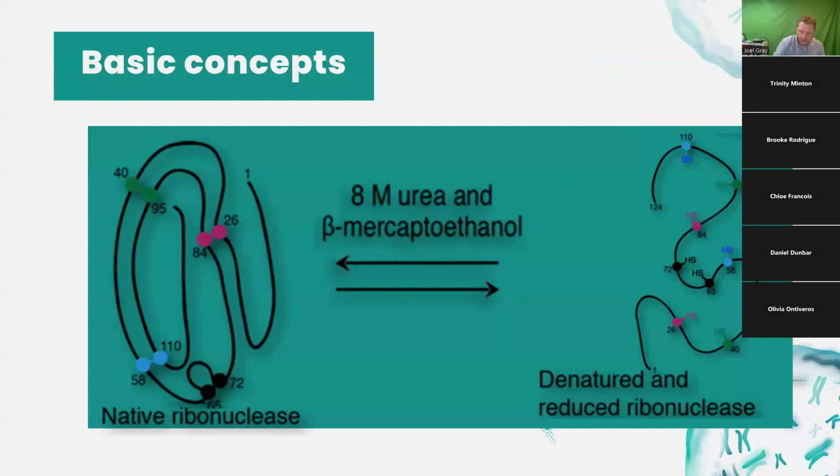Now, to that point, everyone was like, Christian, we know. And he was like, yeah, I know that you know this, but here's where it gets tricky. I know what happens whenever I add the 8 molar urea and the beta mercaptoethanol, but what I want to do is I want to try to remove the 8 molar urea and the beta mercaptoethanol.